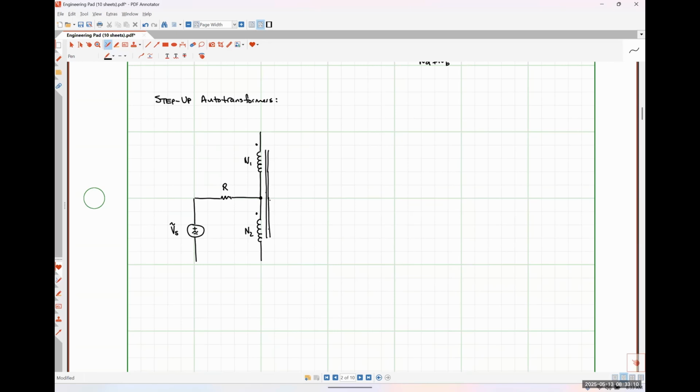Now, I want to reiterate this. Realistically, this isn't 2 separate coils. It is 1 single coil that has been tapped, so that the total number of turns is literally just N1 plus N2. And then over here, we're going to have connected some load impedance ZL, like so.